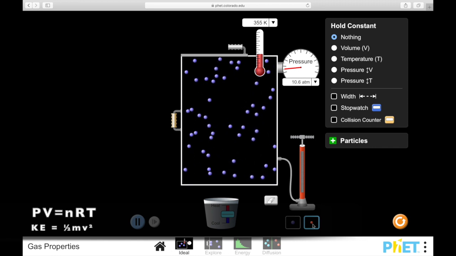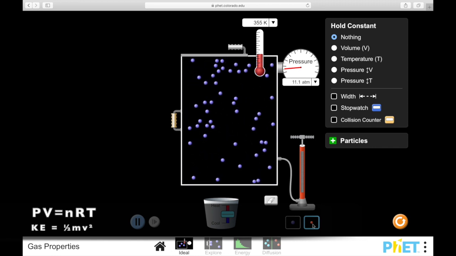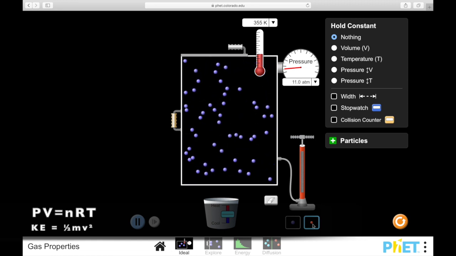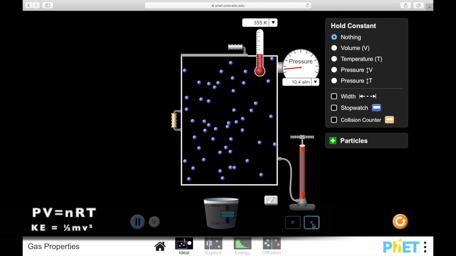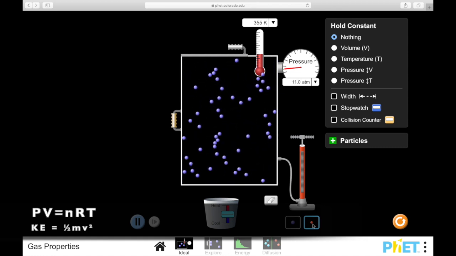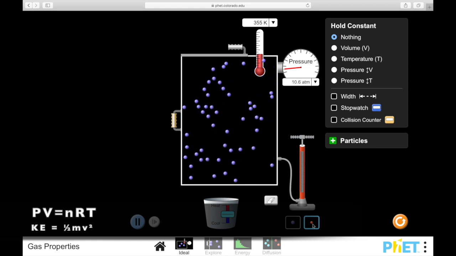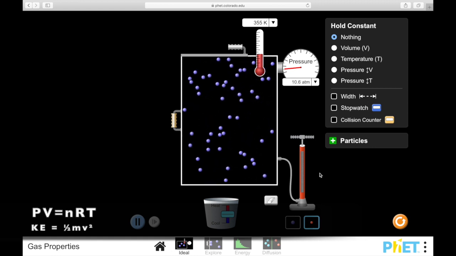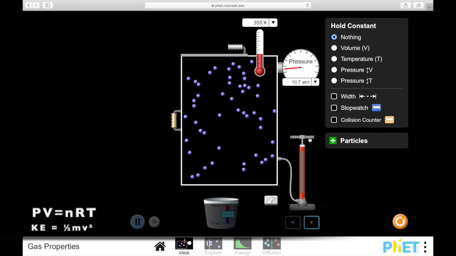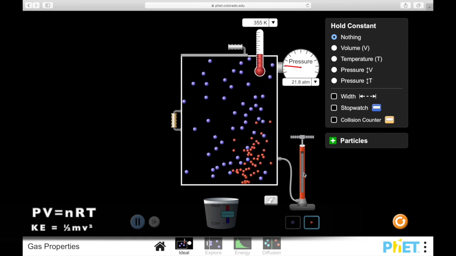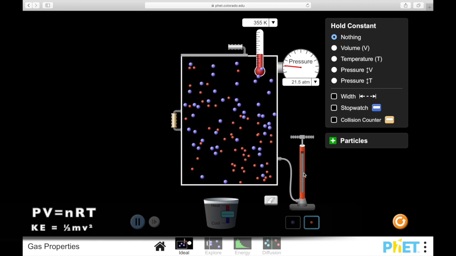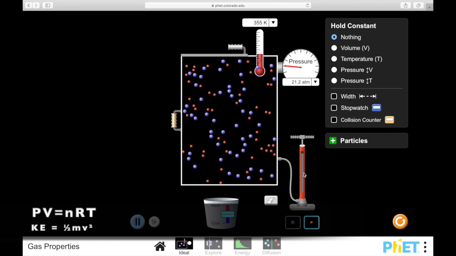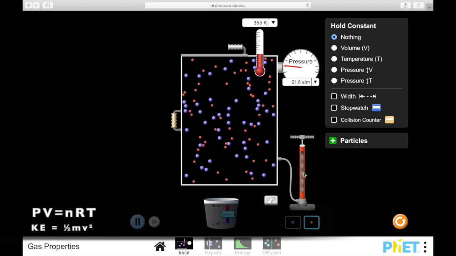And when you're ready with your 2 hypotheses, let's test them by adding a full mole of this small red gas particle to the container. All right, here goes. And okay, we see 2 things. First of all, the gas pressure is exactly twice as much as it was before.